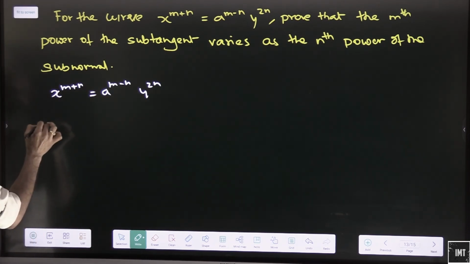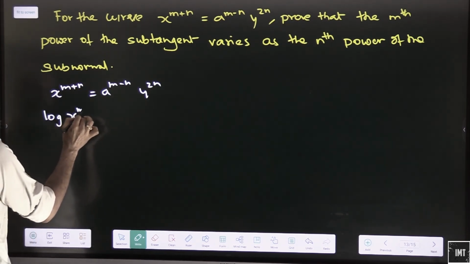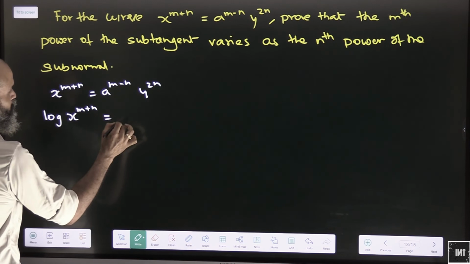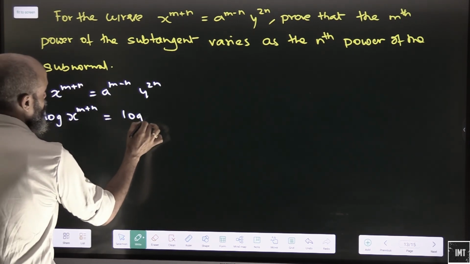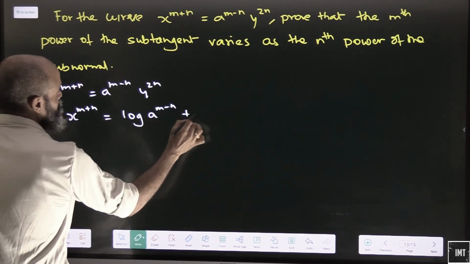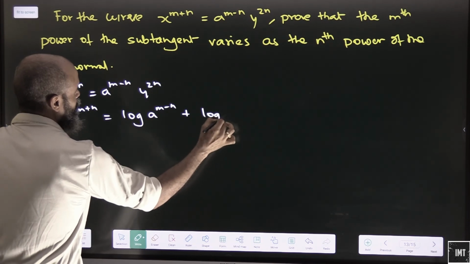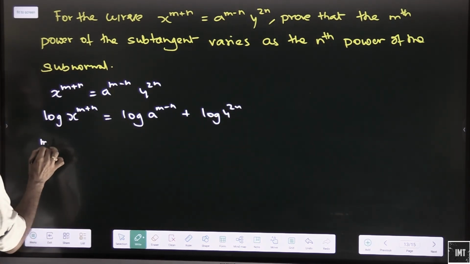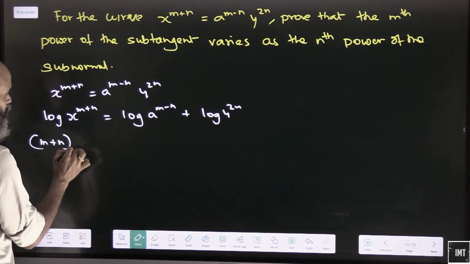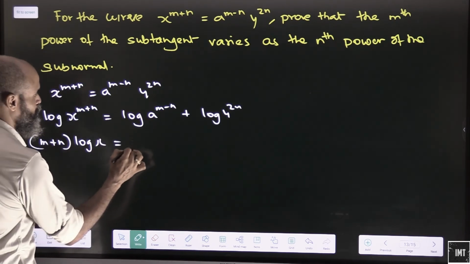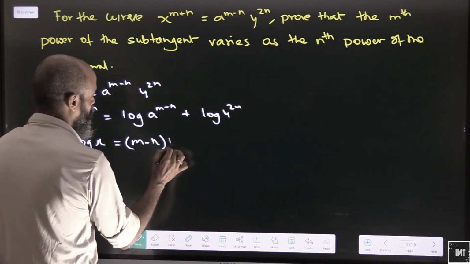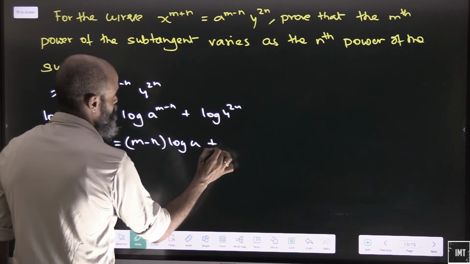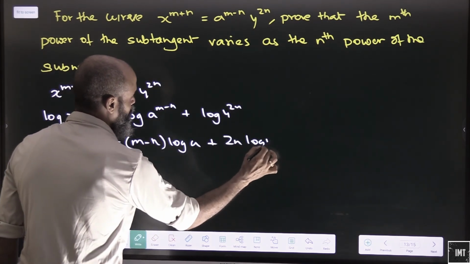If we take logs, then log of x to the m plus n is equal to log of a to the m minus n plus log of y to the n. That will be (m plus n) log of x is equal to (m minus n) log of a plus 2n log of y.